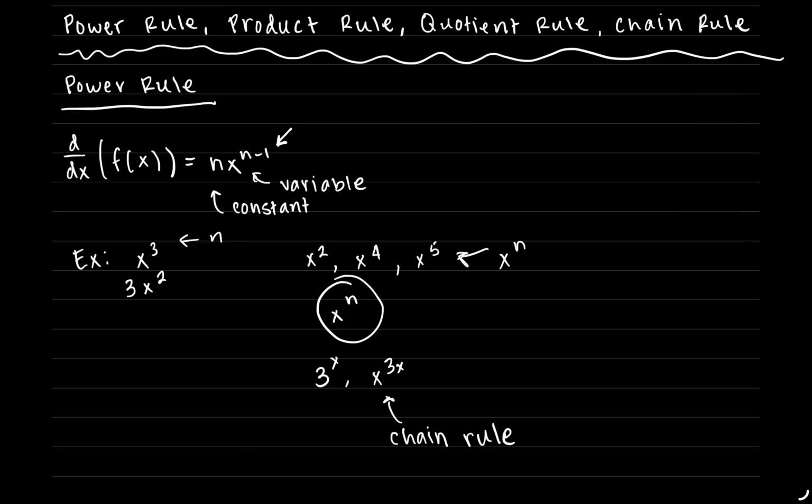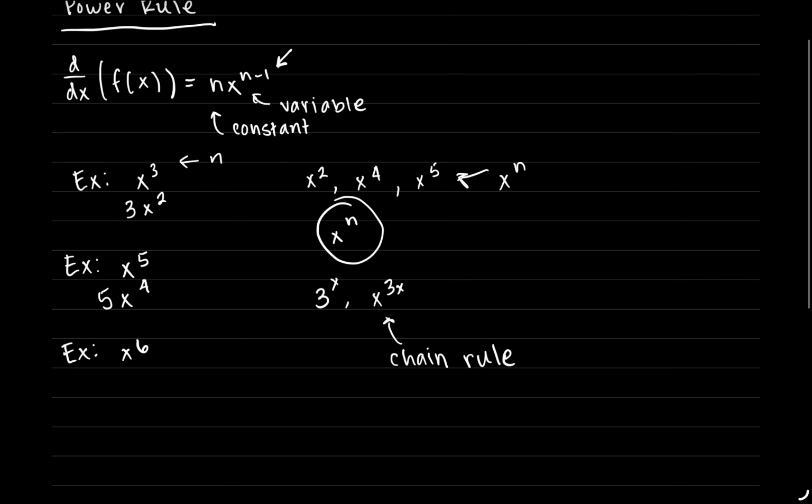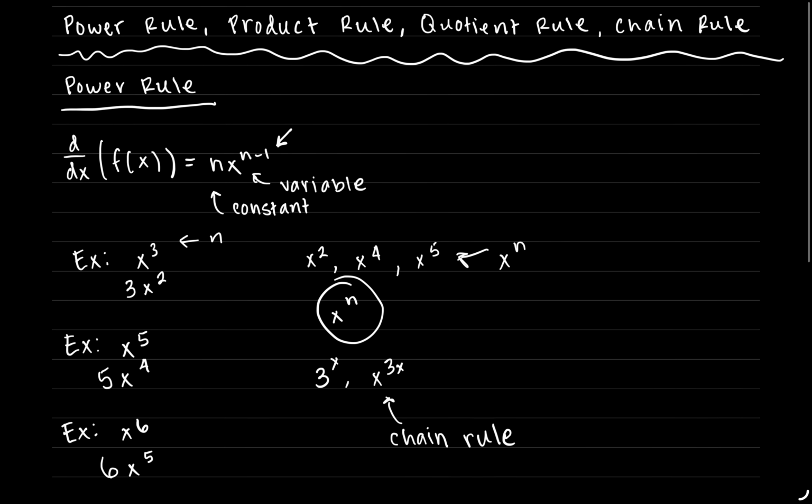Okay, let's do a couple more examples just so we can fully understand what this looks like. Let's say we had x to the 5th. I'm going to bring down that 5 because that's your n, keep that x right here, and then subtract 1 off the exponent. Okay, one more. So you had x to the 6th. I'm going to bring down that exponent, keep that x right there, and subtract 1. There you go. Okay, that is the power rule.